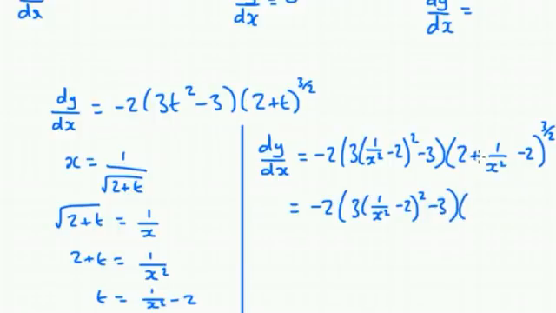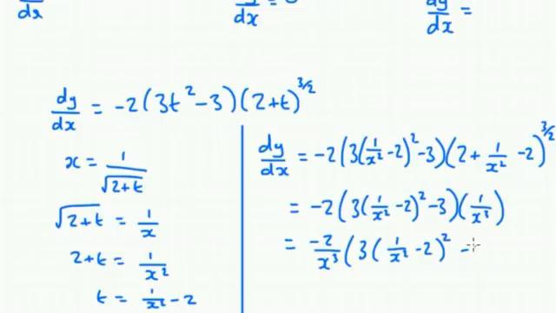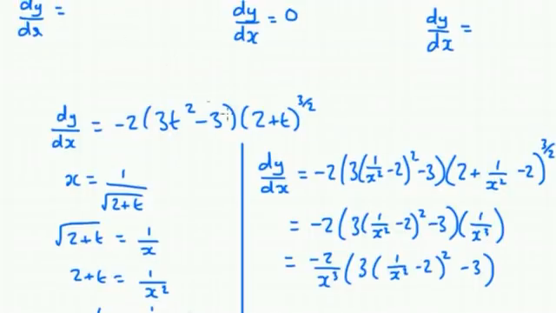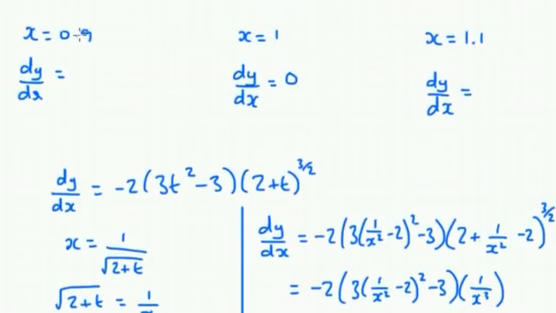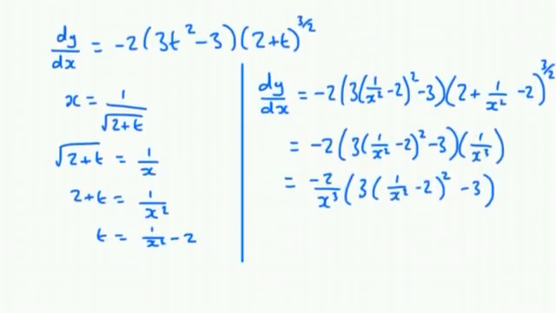But this is going to become, the 2's are going to cancel, and 1 over x squared to the 3 over 2 is going to become 1 over x cubed. So we're going to have minus 2 over x cubed times 3 times 1 over x squared take 2 squared take 3. So now what we can do is put 0.9 and 1.1 into here and find the values.